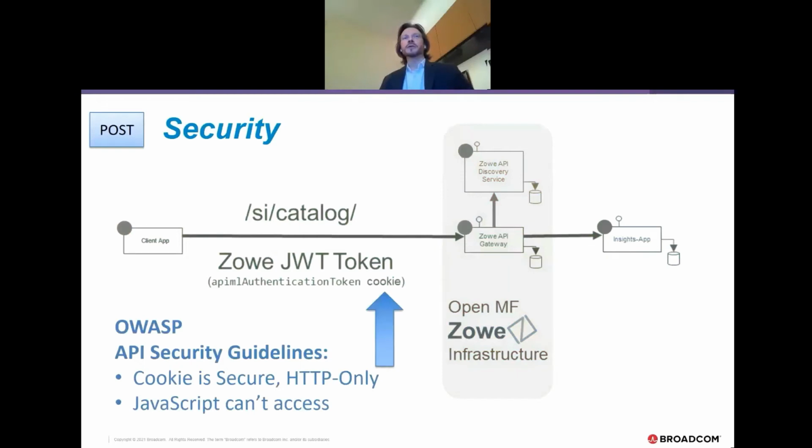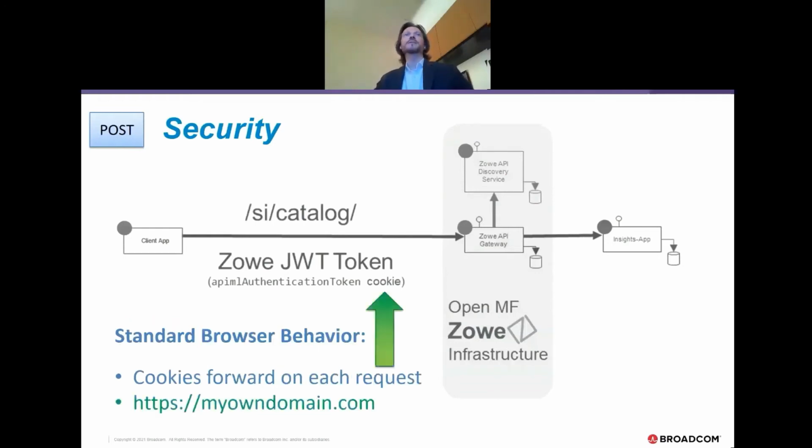It's important to note that there are OWASP and API security guidelines that tell us that the cookie should be marked secure and HTTP only so that JavaScript can't access it. That's very good. However, it's interesting to note that the standard browser behavior and the web mechanisms that we're hoping to rely on also have some interesting effects. Cookies forward on each request, and if we're coming from my own domain, I'm the authenticated caller, this is very good, I get single sign-on functionality.